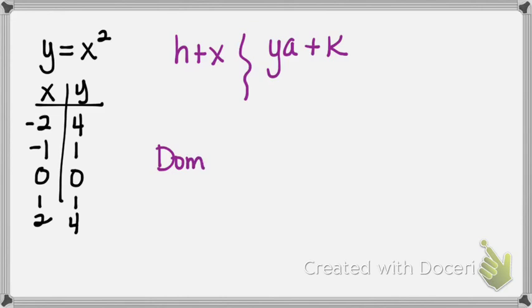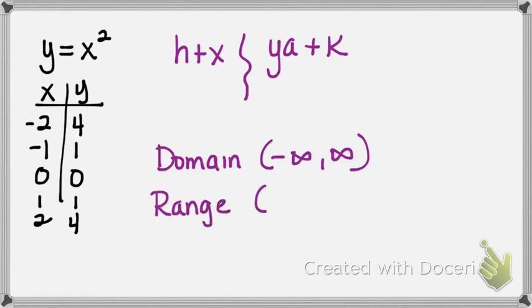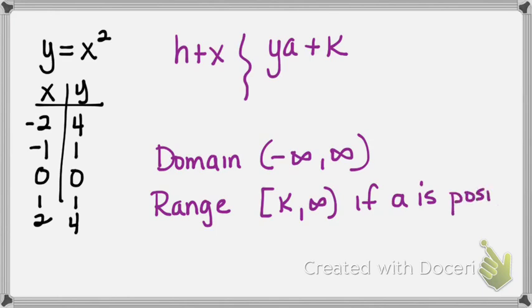For a quadratic, your domain is all real numbers. Your range is either k to infinity if a is positive, or negative infinity to k if a is negative.